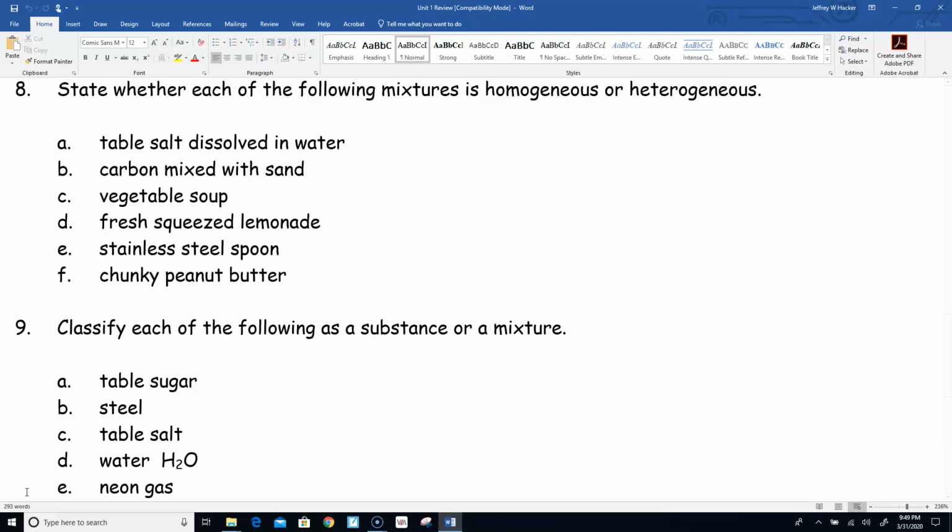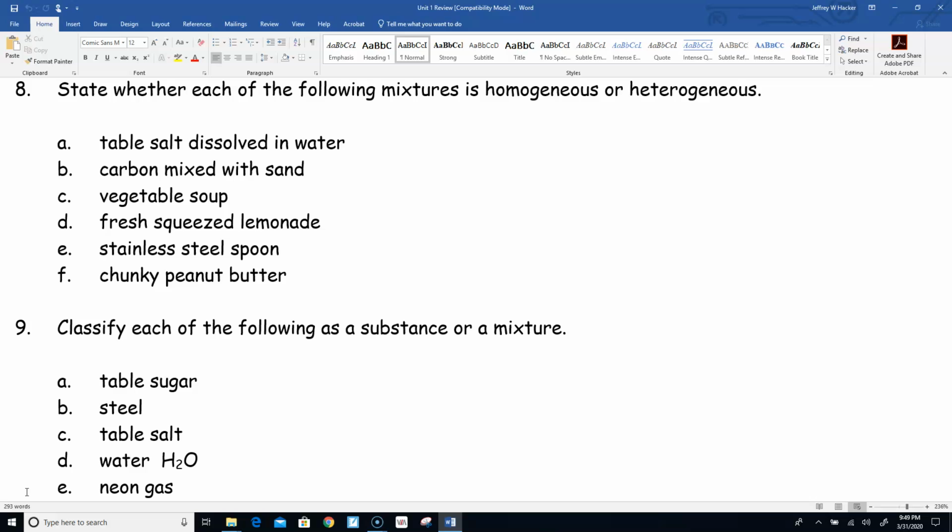Number 8, state whether the following are homogeneous or heterogeneous. Salt dissolved in water is homogeneous, looks the same. Carbon mixed with sand, that should be heterogeneous. Carbon looks black, like charcoal, and sand, you guys know what sand looks like. You could definitely tell them apart. You could see the different things, heterogeneous. Vegetable soup, hetero, you could see the different vegetables and the noodles and things in there.